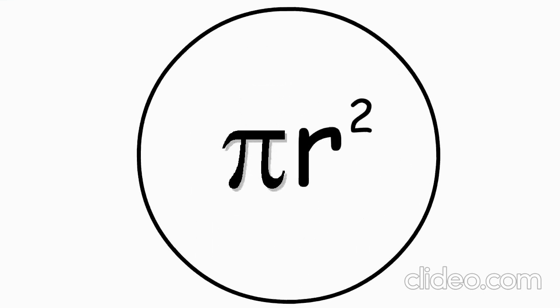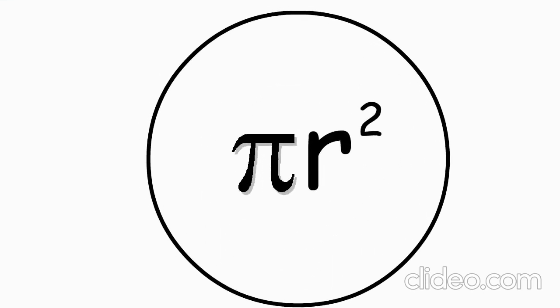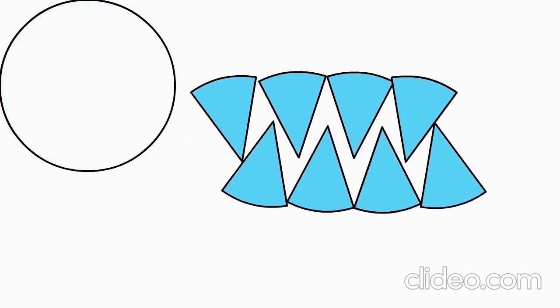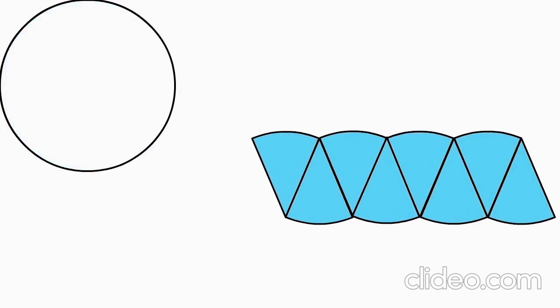πr² gives you the area of a circle, but where does πr² come from? First, we'll draw a circle and fill in its area. Next, we will divide it into large equal parts and arrange them in a rectangular formation.